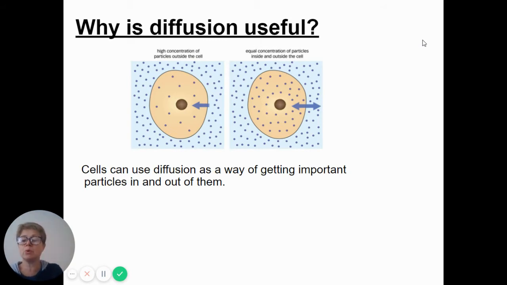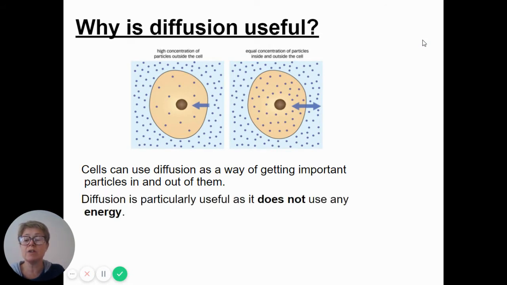So it's useful because we get important stuff, sorry, that was my phone, getting important stuff moving in to the cells, and stuff that we don't want in the cells, like carbon dioxide, can move out. It is really useful for living things because it doesn't need any energy, and living things need to preserve energy. This just happens because of the random motion of particles.